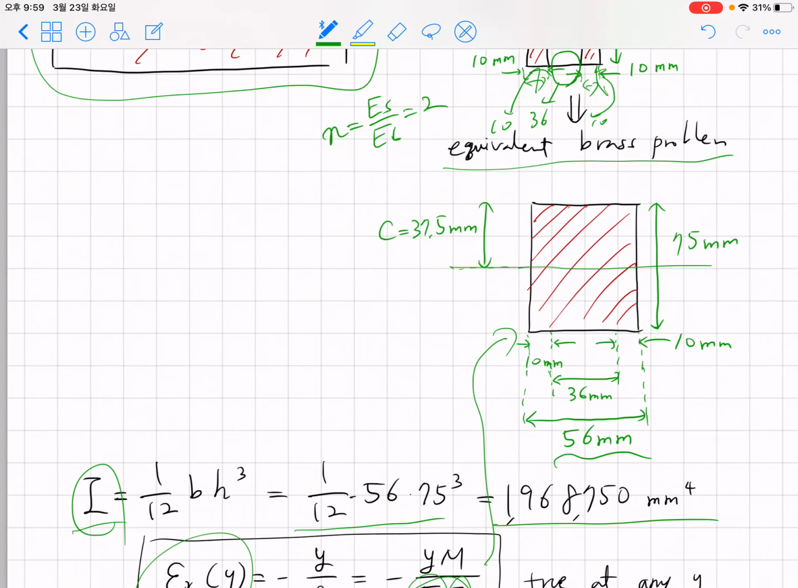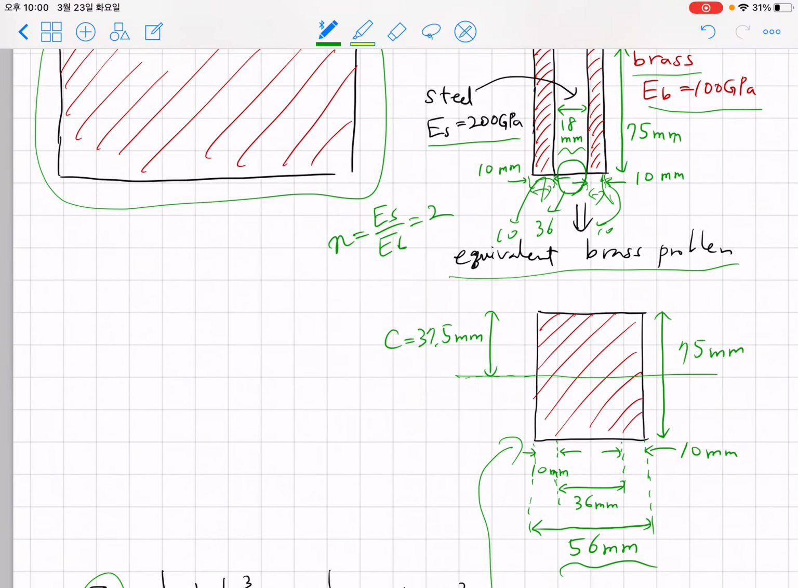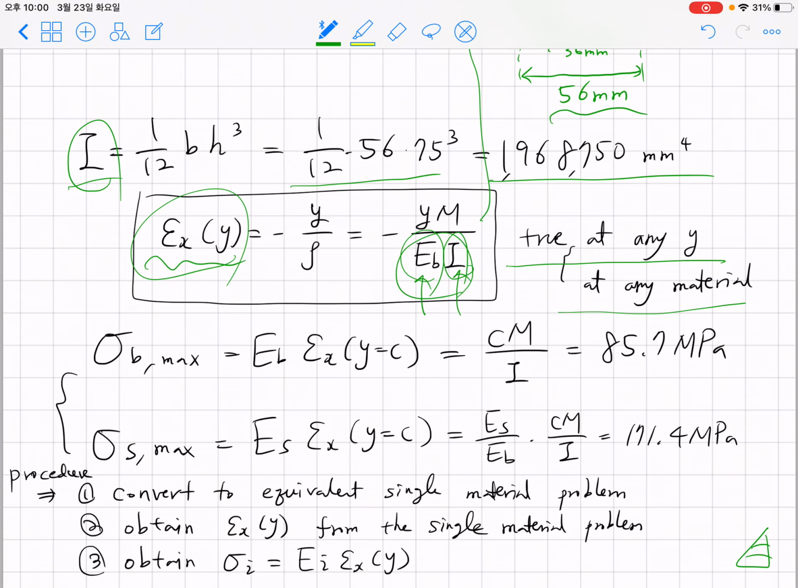But depending on the position, after obtaining strain, we have to go back to the original problem. Once you get the strain distribution, when somebody points out the stress here, even though the distance from the centroid is the same, the stress on brass and the stress on steel is different. The stress on steel is twice as large because steel has twice as large an elastic modulus as brass. Okay, so please remember this. So when you consider maximum stress in brass and maximum stress in steel, you're going to have different answers, and this is how we approach the composite member bending problem.